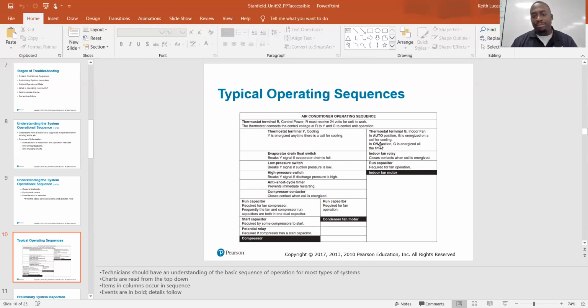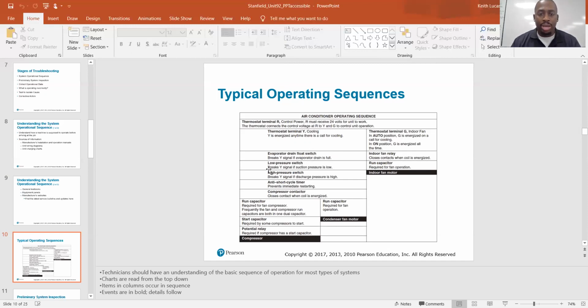Even if it's on auto, G is still energized because the board is still sending the signal for cooling, but the condenser is actually going to turn off because of the flood switch.